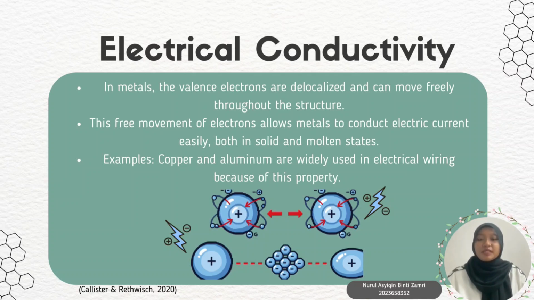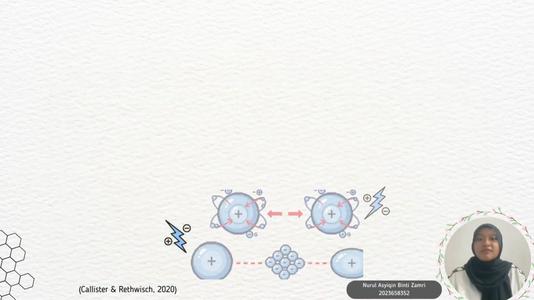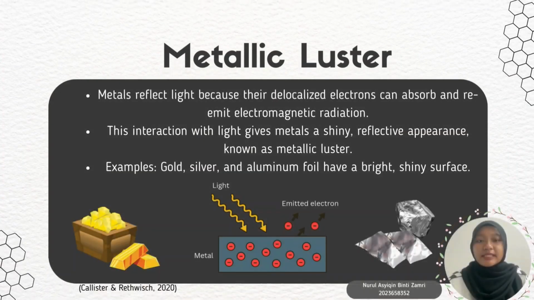Because of this property, metals such as copper and aluminium are widely used in electrical wiring and electronic components, as they allow electricity to pass through them with minimal resistance. The third property is metallic luster.